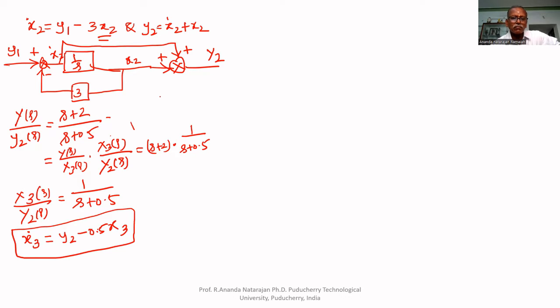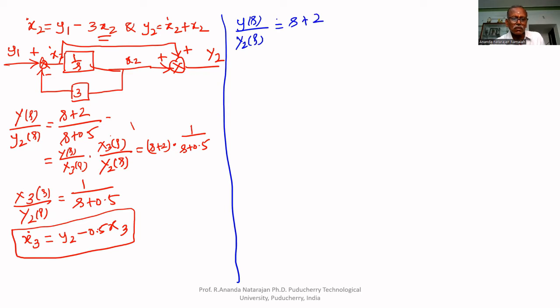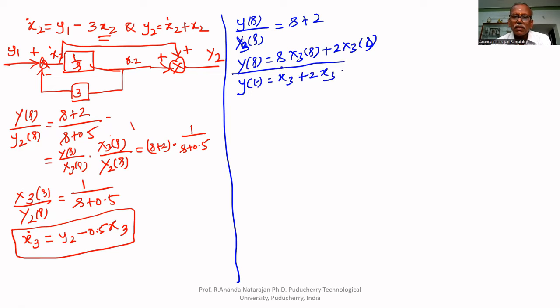Consider the second part. What is that second part? Y of s upon x3 of s equal to s plus 2, or y of s equal to s x3 of s plus 2 x3 of s. That is y of t equal to x3 dot plus 2 x3. This is another equation.